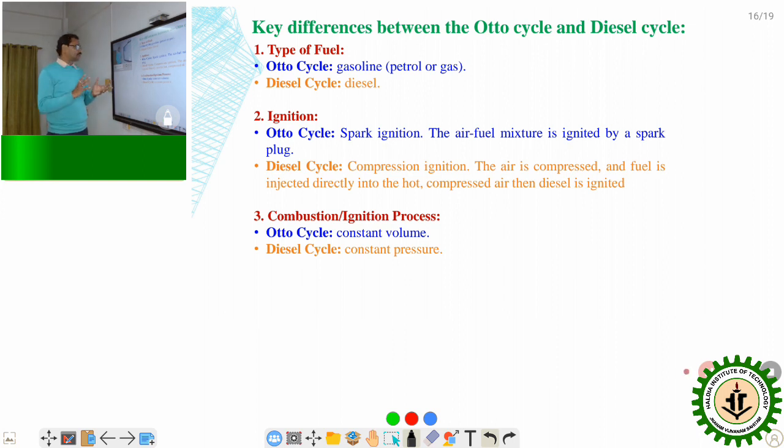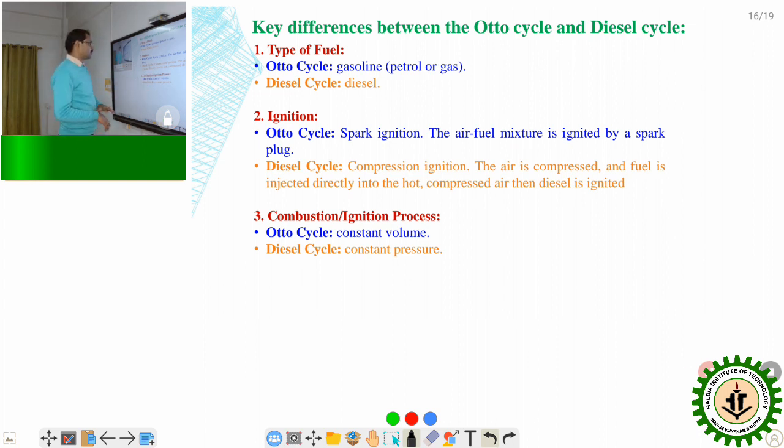So only air is compressed. After that, the diesel is sprayed by the nozzle, and the ignition of the diesel happens due to the high temperature of the air. That's why in the diesel engine a high compression ratio, meaning a high stroke length, is used with respect to the Otto cycle, that is the petrol or gas engine.